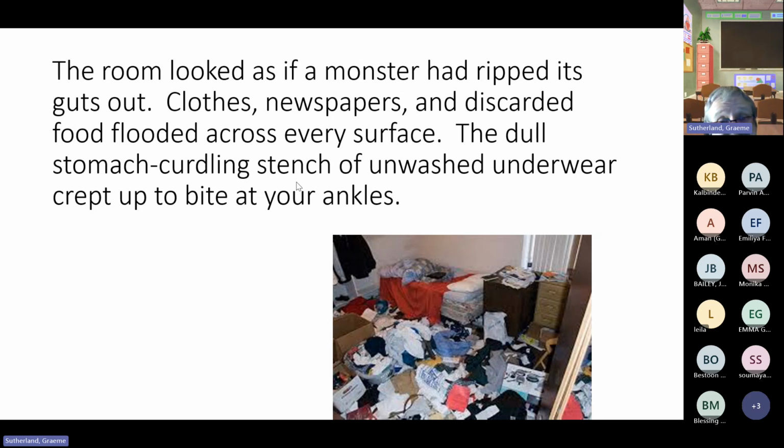And finally, the smell of unwashed underwear, but not just saying smell: a dull, stomach-curdling stench, really going over the top to make it a bit funny, I suppose. And you imagine that the stench, the smell is so vivid, it's like an animal, like a rat coming to bite your ankles. Not pleasant images, but maybe makes people laugh a little bit. But yes, you can take it serious, you can take it humorous, you can be poetic, you can be tragic with your descriptions.